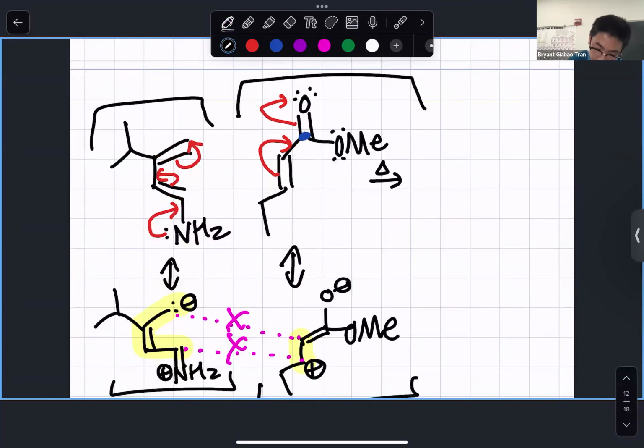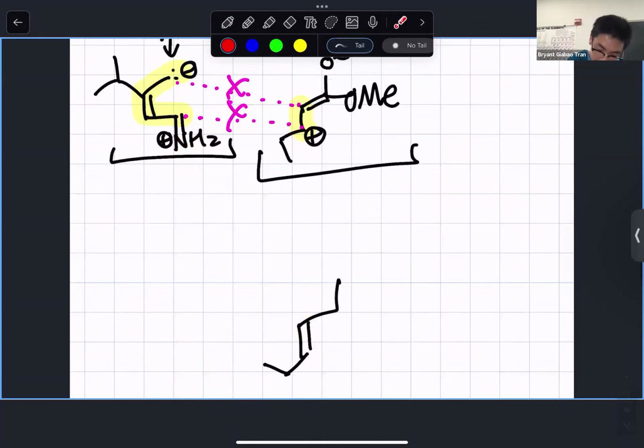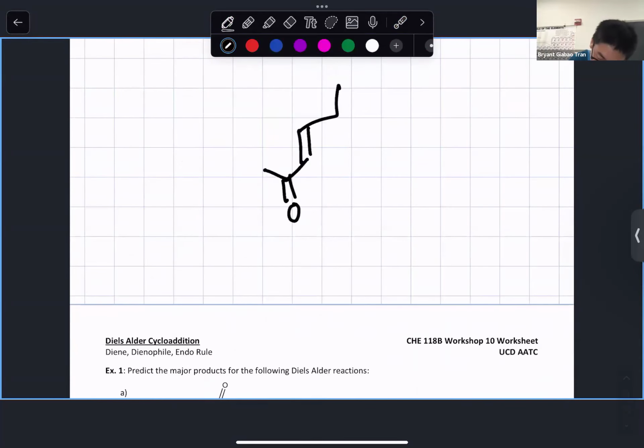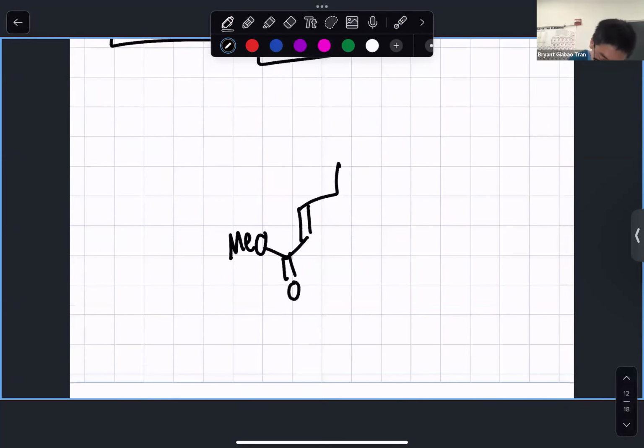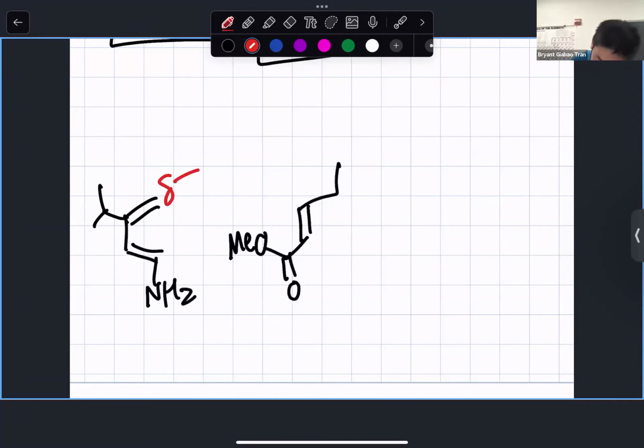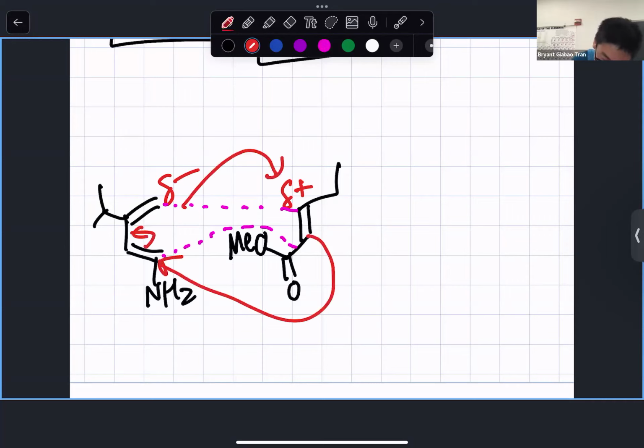And since these are trans to each other, we have to keep them trans to each other. This is the EDG. This is the EDG. We know there's a negative charge up here. We know there's a partial positive charge here, where now the charges do align. And we could do the regular arrows. There, there, there. Get the final product.